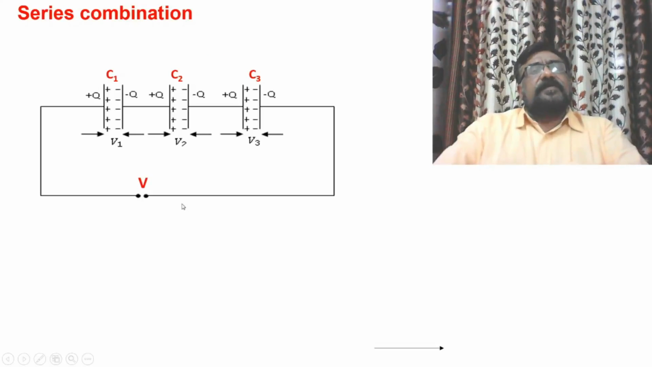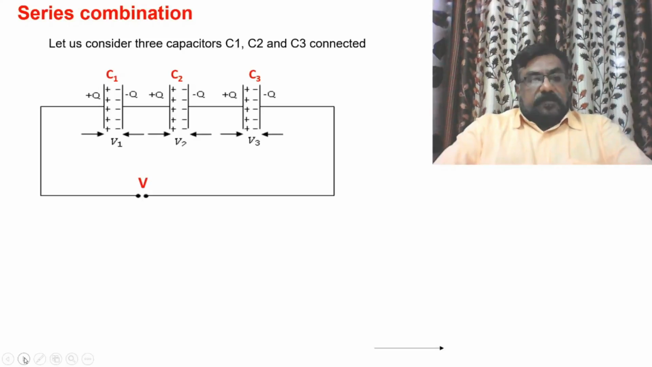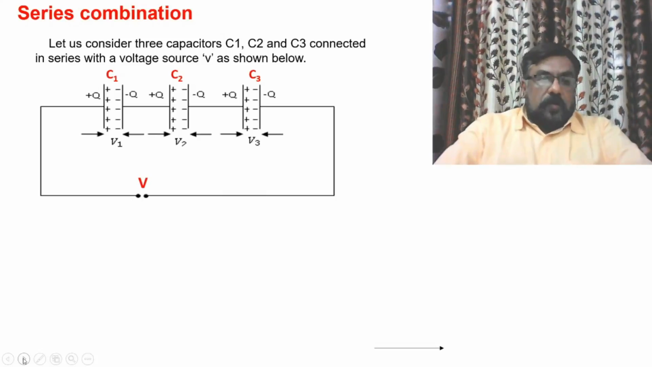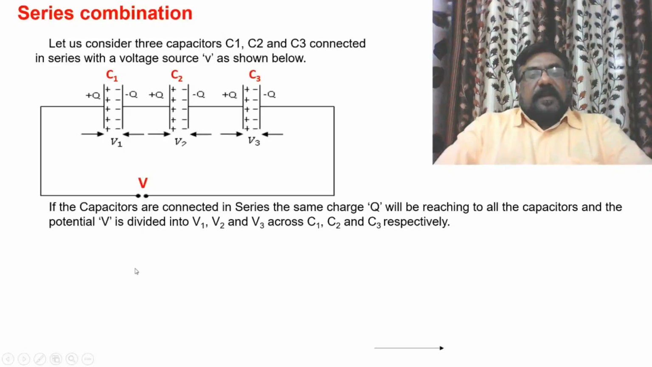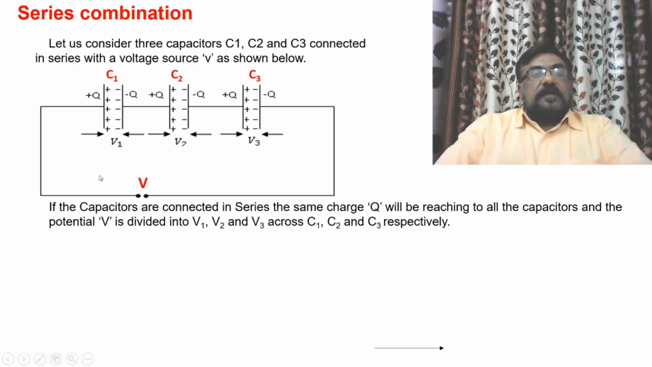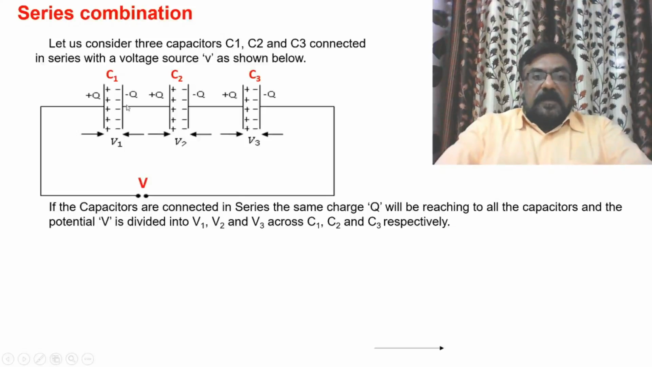Now let us discuss in detail the series combination. Consider three capacitors C1, C2 and C3 connected in series and a voltage of V is applied across the combination. When we connect them in series, the charges in all the three capacitors will be the same and it is marked as Q. But the applied potential difference V is divided into three: V1 across the first, V2 across the second and V3 across the third.